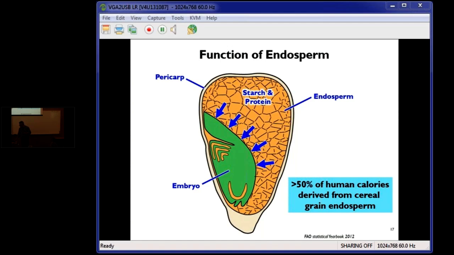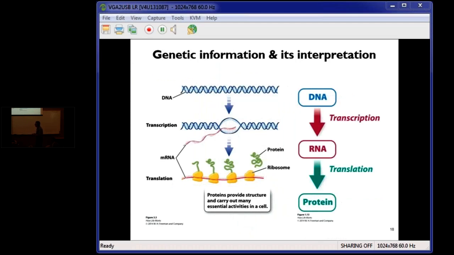yield seeds? Before I get into the molecular analysis of endosperm development, I want to give you a little bit of background in terms of what it is that we are actually doing and how we are doing it.